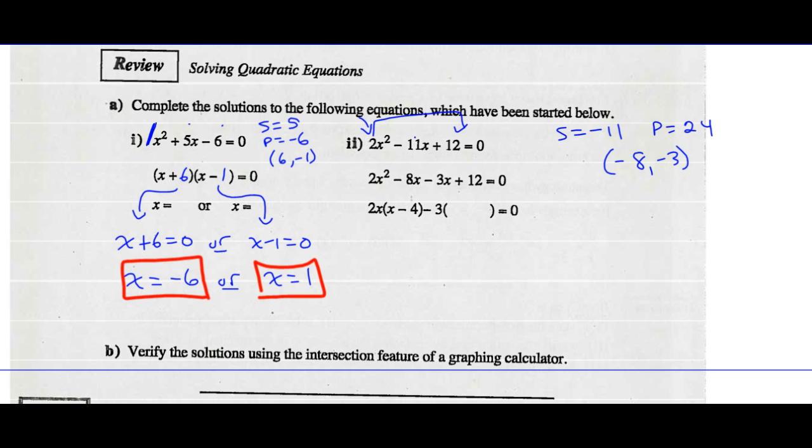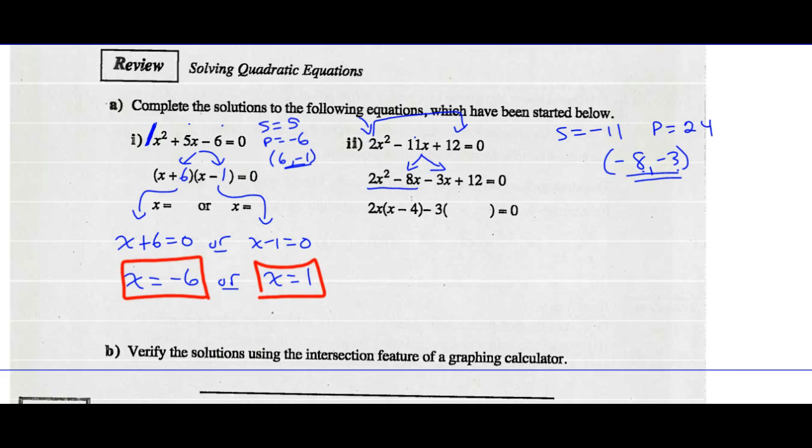Back with a simple trinomial, when I found those two numbers, they were the factors, x plus 6, x minus 1. Not true in a complex trinomial. With a complex trinomial, I'm going to decompose the middle term. So instead of writing minus 11x there, I'm going to use those two numbers we just found, negative 8 and negative 3, and rewrite negative 11x as negative 8x and minus 3x. And I'm then going to factor by grouping.